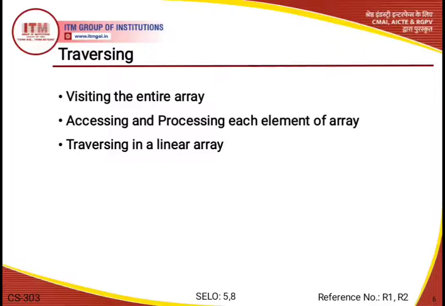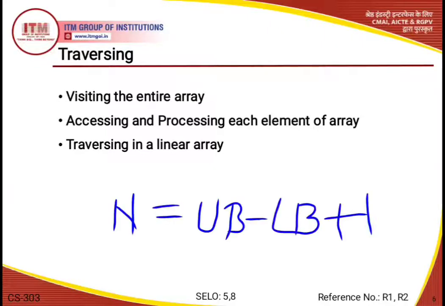When we talk about the number of elements in a linear array, it can be calculated when the index of the first element and the index of the last element are known. If we indicate the first element as the lower bound and the last element as the upper bound, then the number of elements n is calculated as upper bound minus lower bound plus 1.